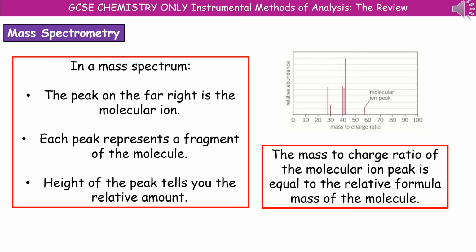So the peak on the far right is the molecular ion peak. That is our relative formula mass for the actual molecule. So if they ask you to identify it, look for the peak on the far right, and that gives you your relative formula mass for the whole molecule. What we then have, on the left there, are the fragments of the molecules, and the height of the peak tells us the relative amounts of them once more.